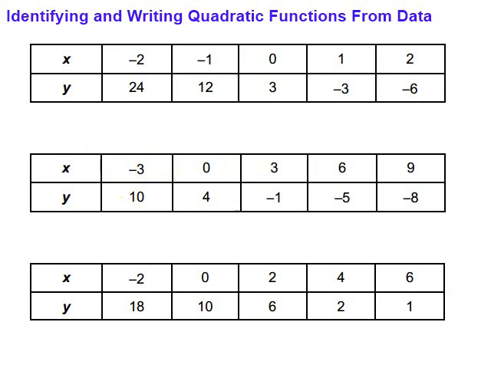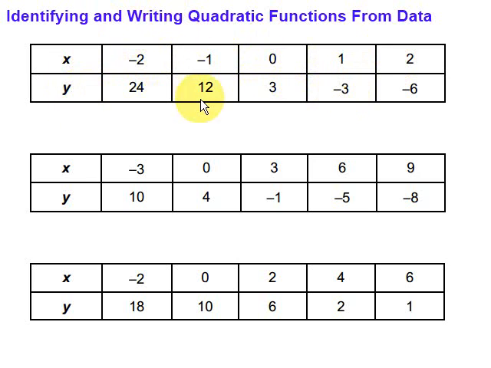In this video, we're going to take a look at identifying and writing quadratic functions from data. The first thing that we want to be able to do is identify if a set of data could potentially represent a quadratic function. How we do that is we look at the x values, and those x values need to have a constant change from one to the next.